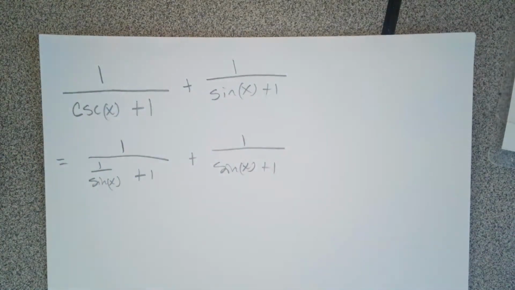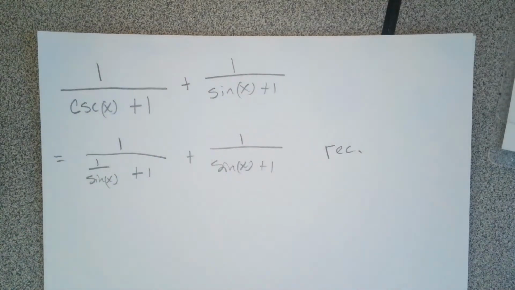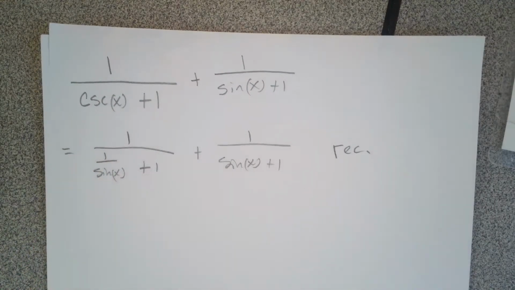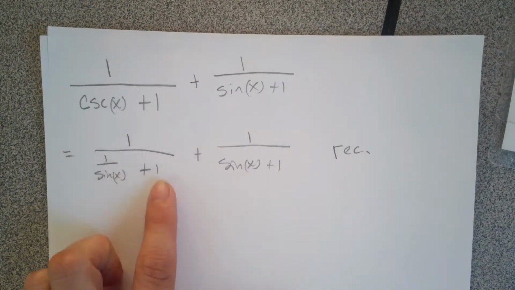What identity did I use? Reciprocal. Quotient is for tan and cotan. I used reciprocal. All right, now this is janky. I got fractions and then fractions added together. So I'm going to first take care of this stuff going on and then see if I can add my fractions together, right? So down here, I got 1 over sine plus 1.